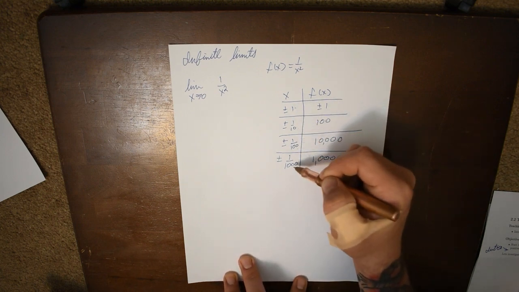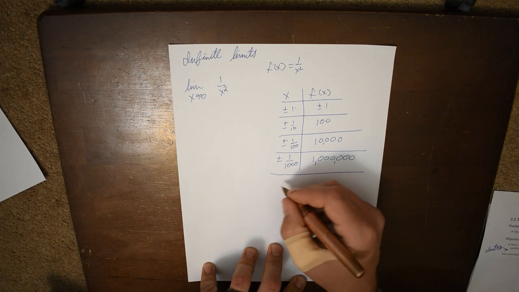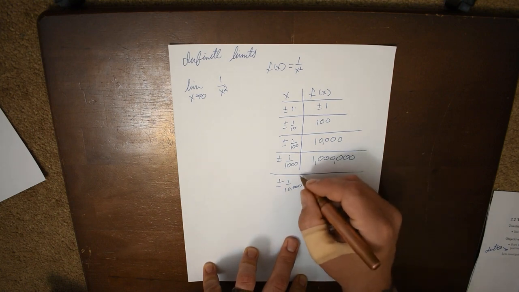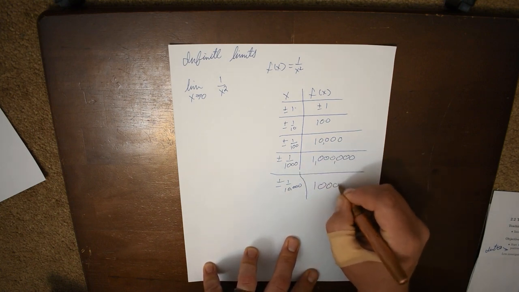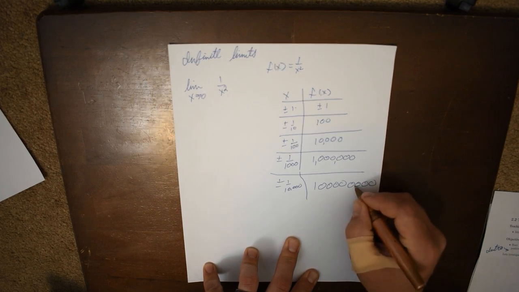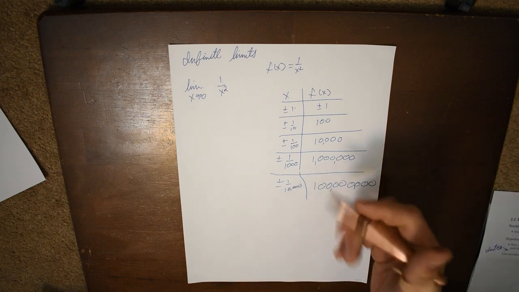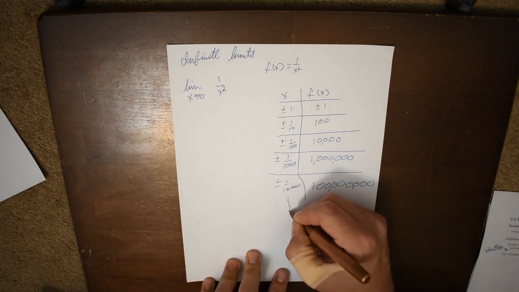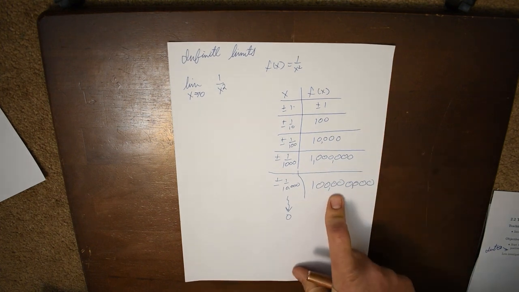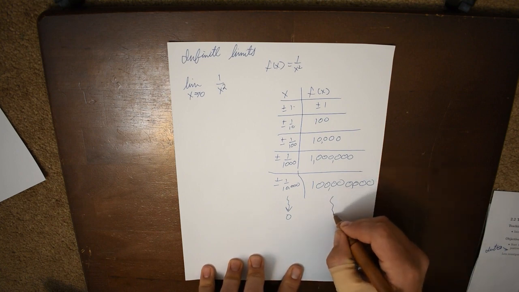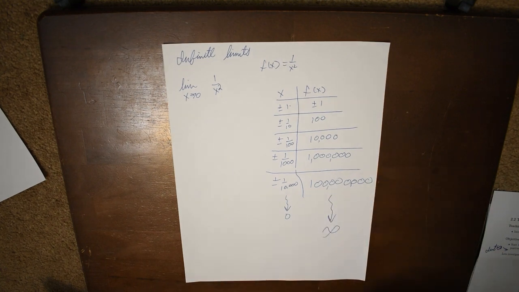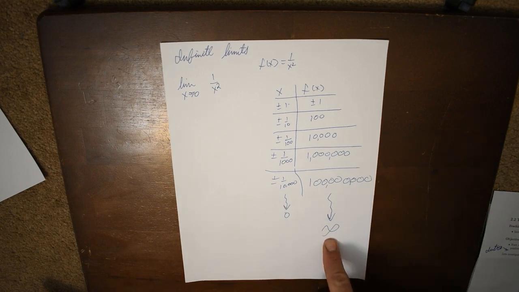Notice how we're getting closer and closer to 0. Plus or minus 1 over a 10,000th. Now we're going to have a 1 with 8 zeros, and some commas. 100 million. So as this number gets closer and closer to 0, this number is skyrocketing. It is shooting up and up and up. And in fact, this number tends towards positive infinity. We can grow this number to be as big as we want to.